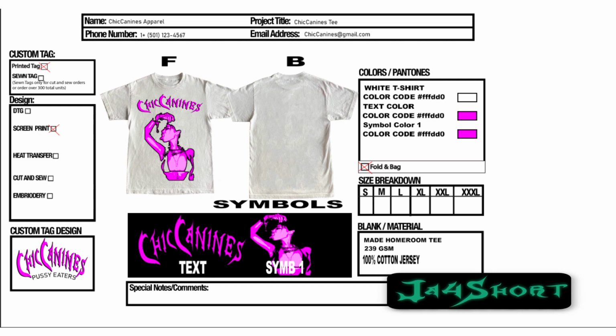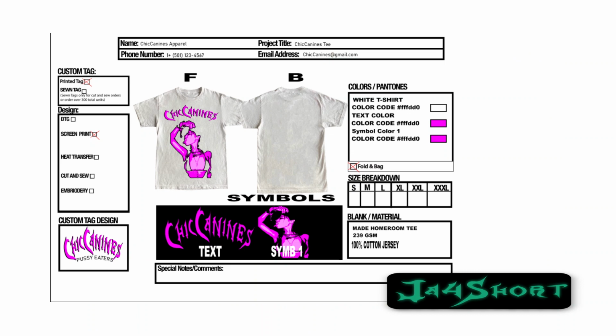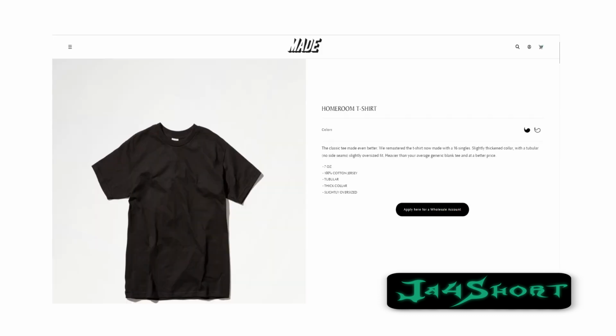Okay, and now you might be wondering, damn, that's a lot of information. And hell yeah, it is. You're probably thinking, where did I find all these different things? So let's go over to the blank and material section. You can find all that real easy. All you got to do is find one of your favorite brands that you want to check out. They'll have little details like that in their section about their clothes. For example, I got my t-shirt details from Made Homeroom Tee.